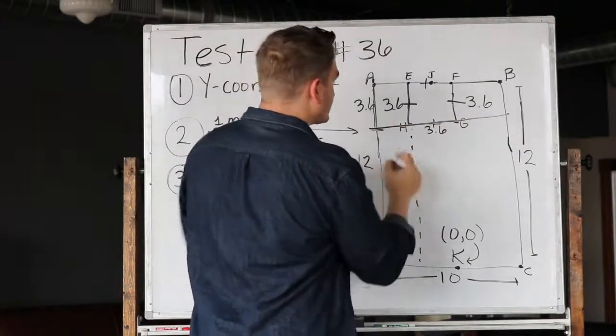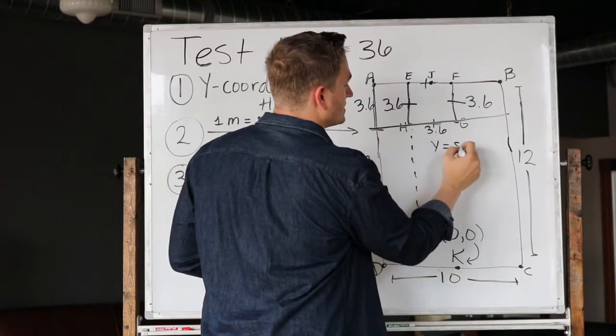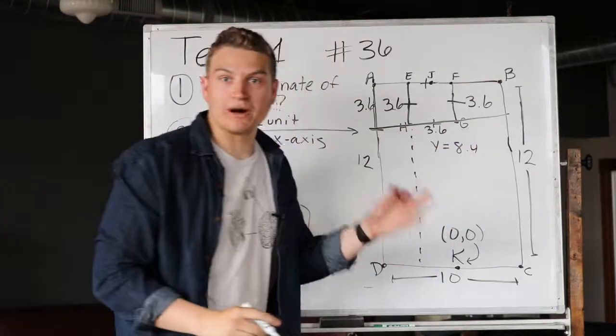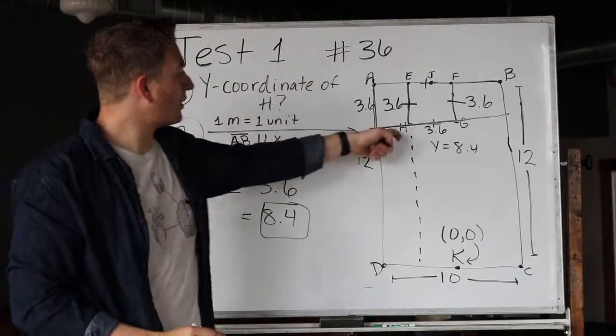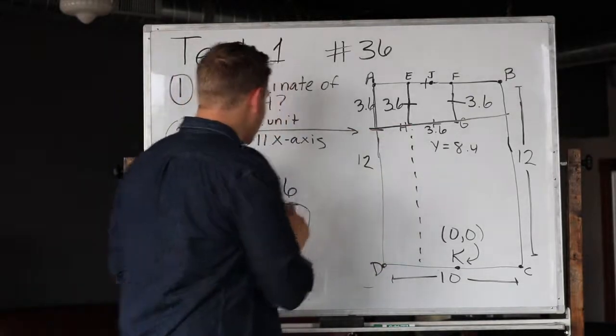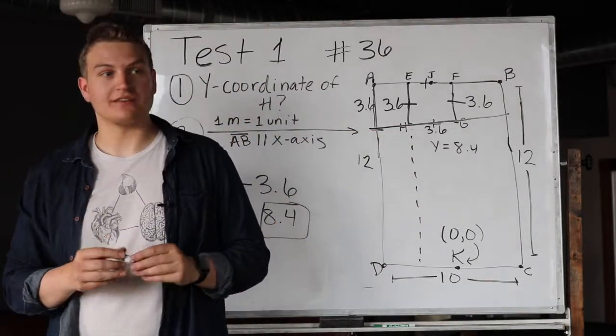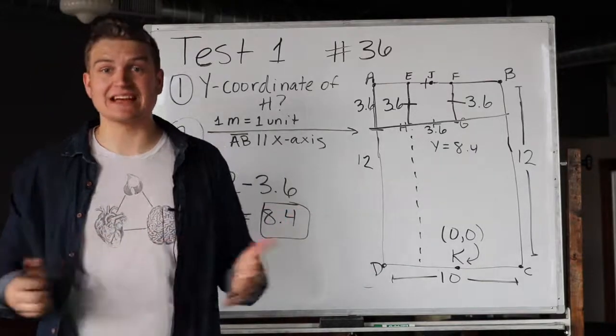So H lies on this line, and the equation for this horizontal line is y equals 8.4. So a possible y-coordinate for point H on this diagram is 8.4. And that's all there is to it.